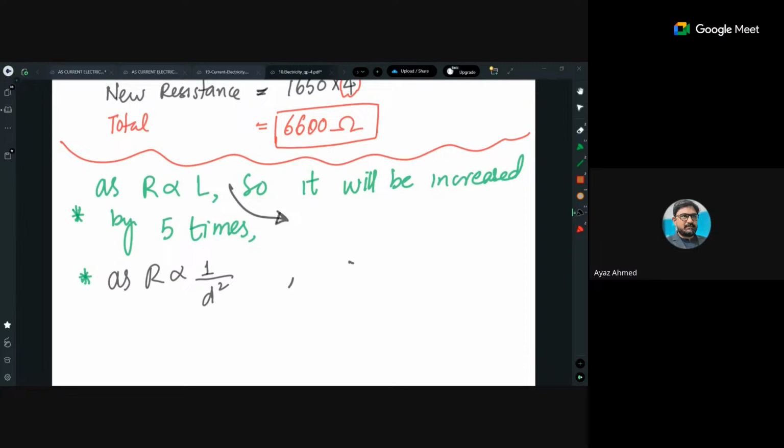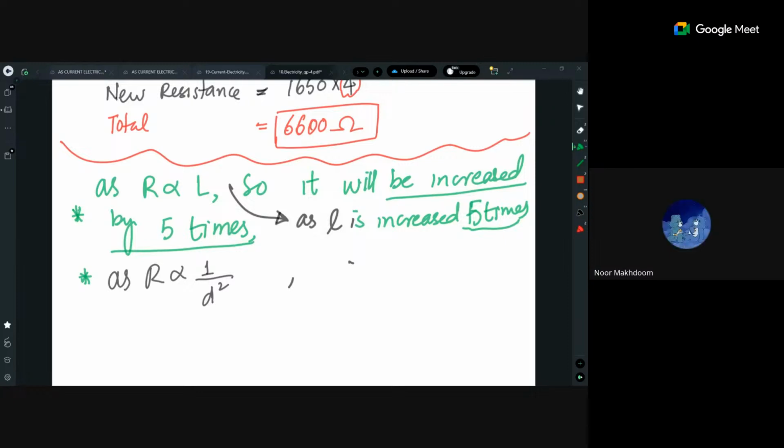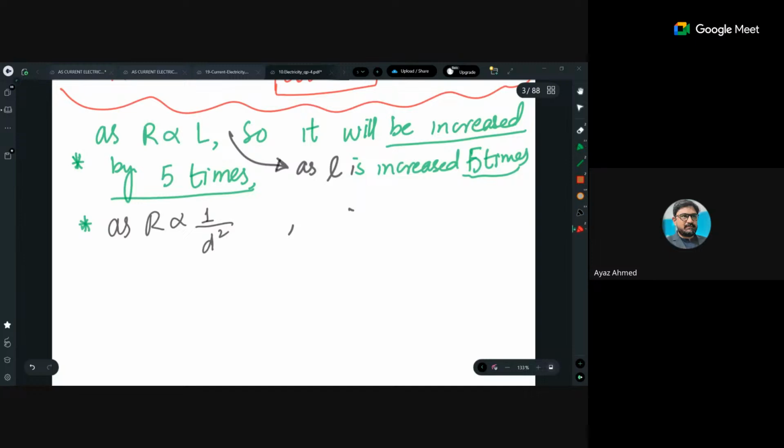Resistance is directly proportional to length. As length is increased 5 times, the resistance increases 5 times. Do you agree? Length increased 5 times, so there will be an increase in the resistance 5 times. Yes. Okay, now let's move on to the next part.